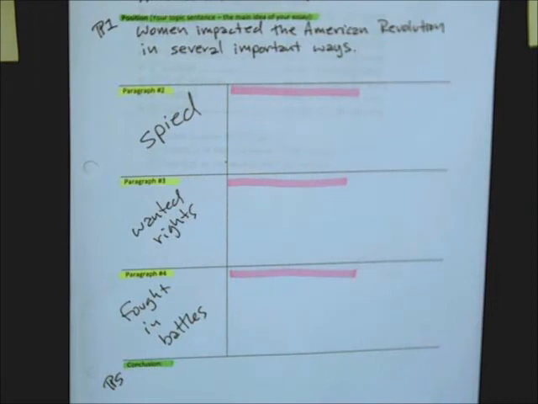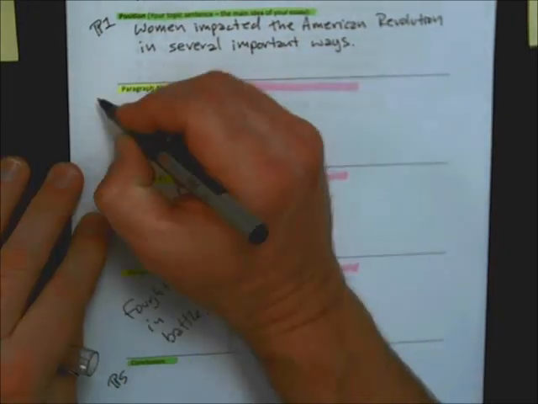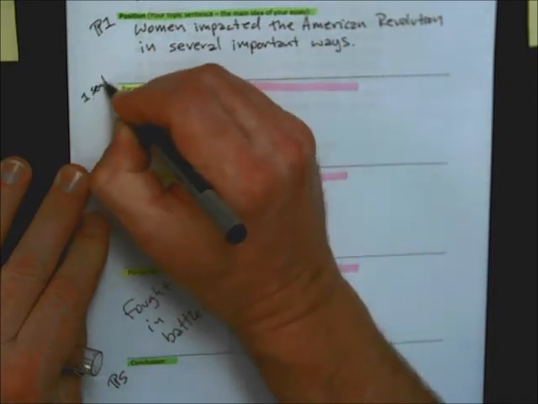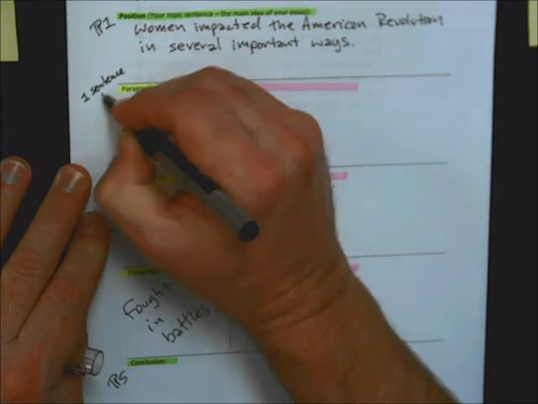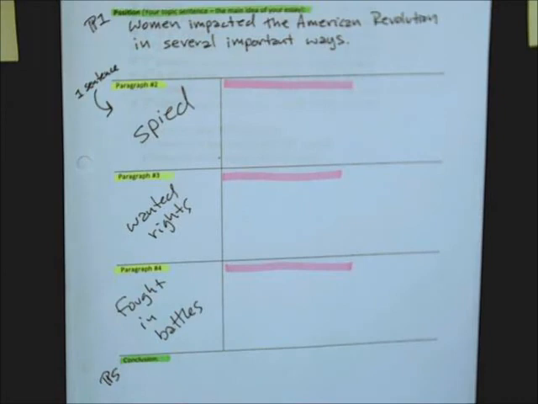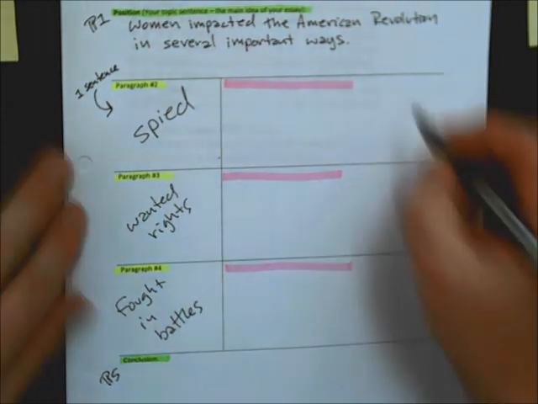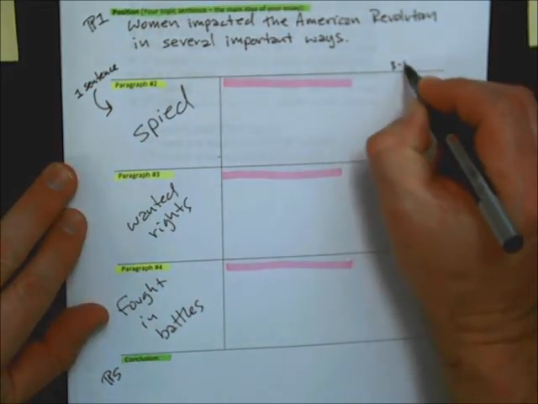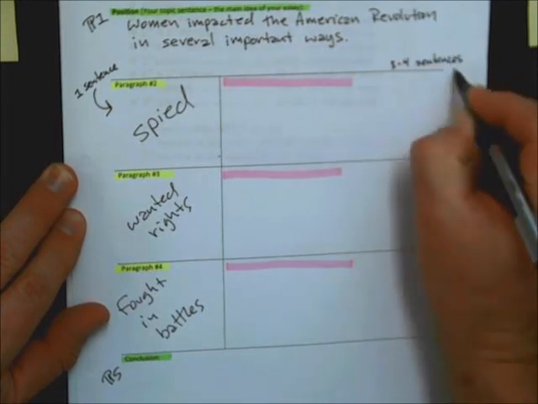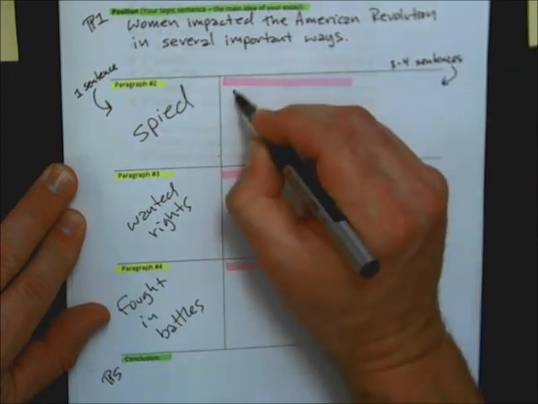So now I know that this paragraph number 2 is going to be about what? Spies. Women who were spies. And so these yellow boxes are 1 sentence each. These pink boxes are going to be 3 or 4 sentences each. How about 2? So, boom.